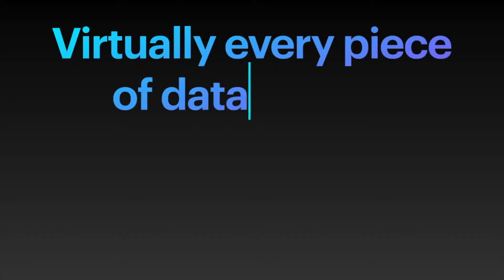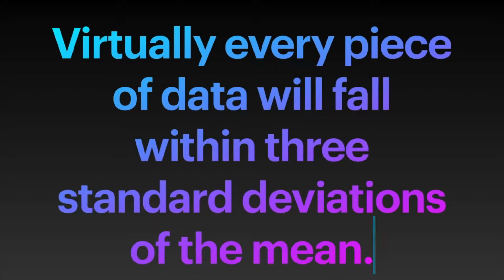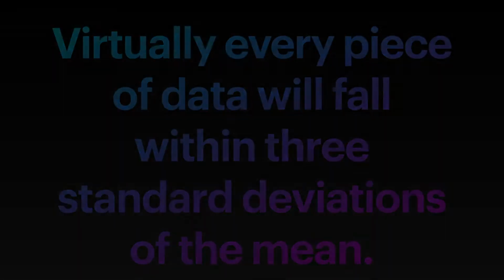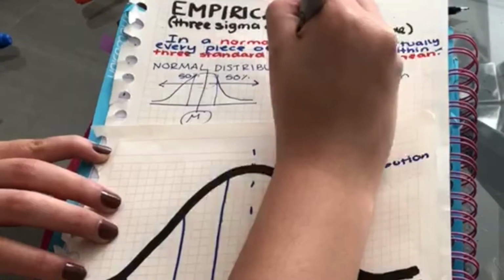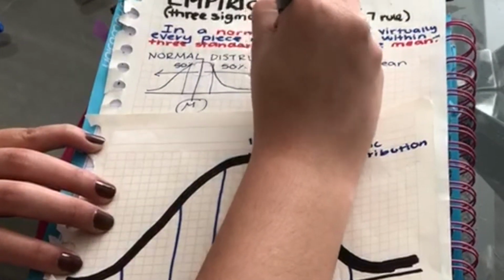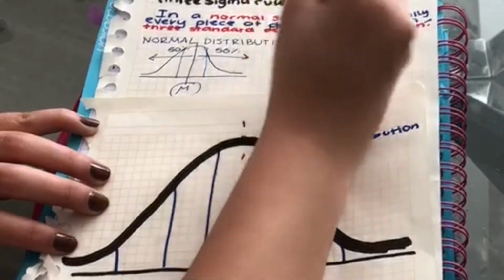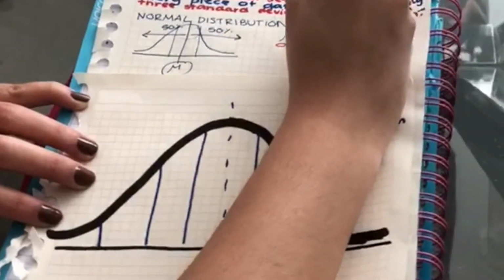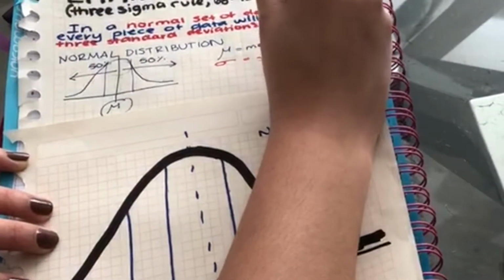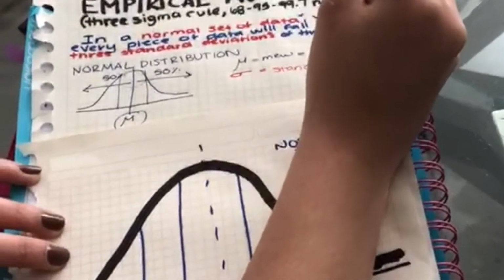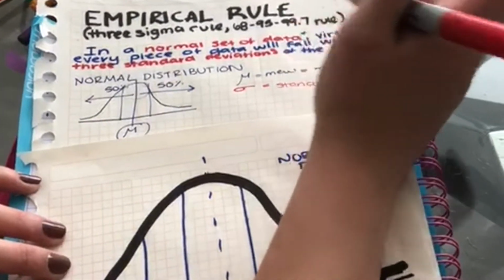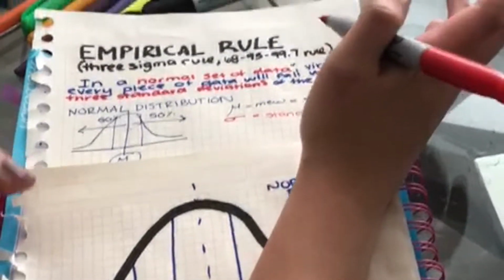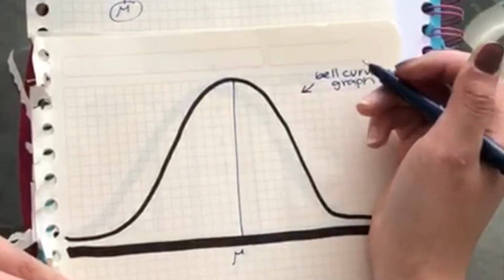So now let's move on to the second part of our definition, which says virtually every piece of data will fall within 3 standard deviations of the mean. Okay, so first, what is the standard deviation? Standard deviation can be portrayed as the Greek letter sigma, which looks like this. The standard deviation tells you how far away or close by our data is to our mean. So it's kind of telling you the real distribution of the data. So we know our data is symmetrically distributed.